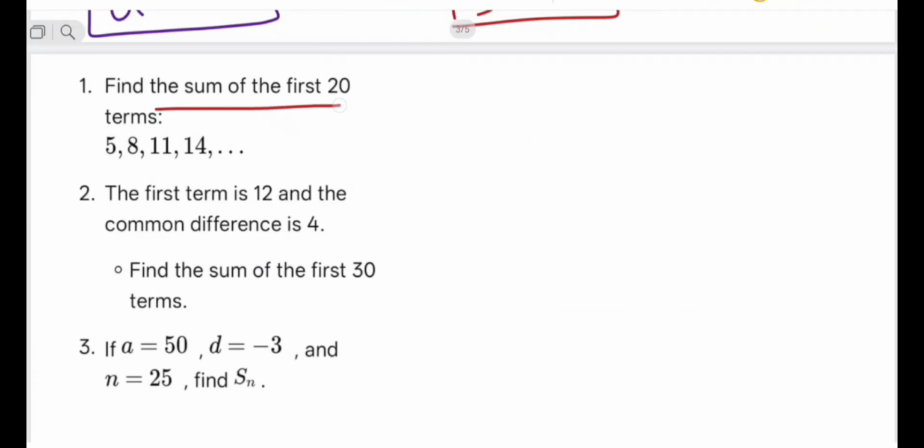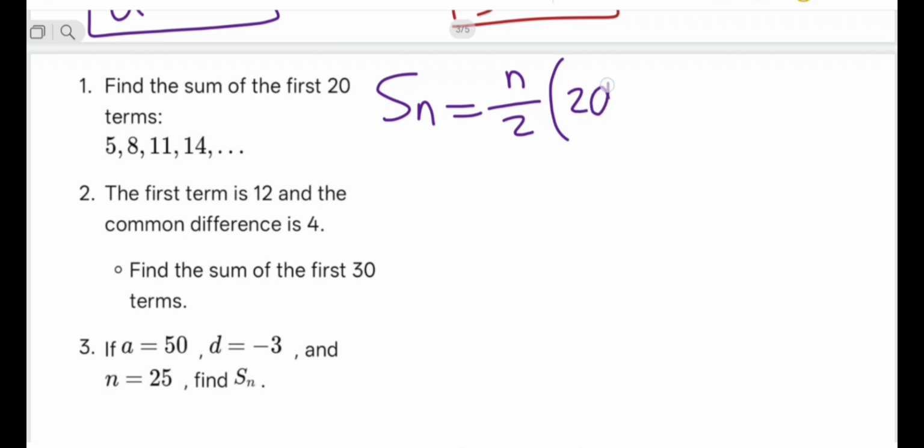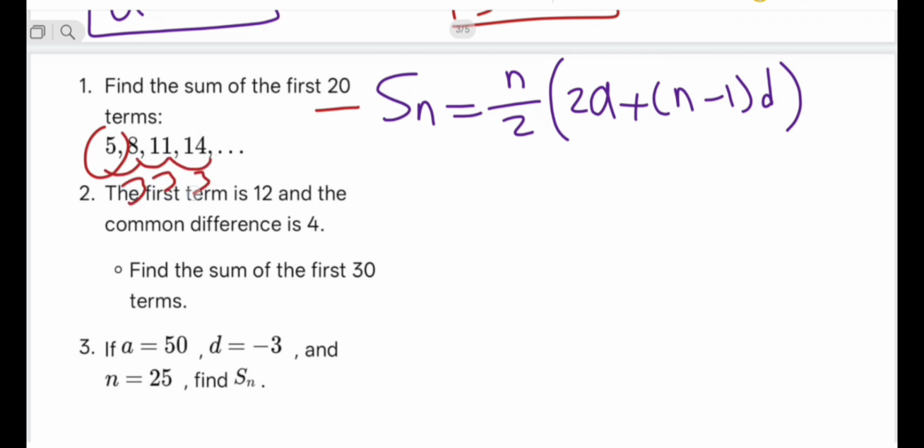Find the sum of the first 20 terms. What is the formula to find the sum? Sn equals n over 2 into, in brackets, 2a plus n minus 1 into d. So what is n? The first 20 terms, so n is 20. What is a? 5, the first term. What is d? The difference between each term. Okay, we will substitute to get the sum.